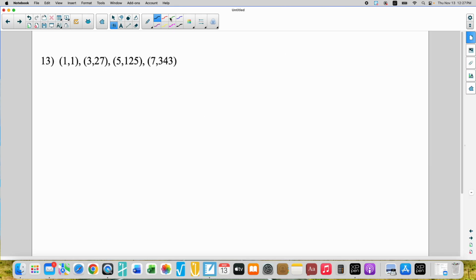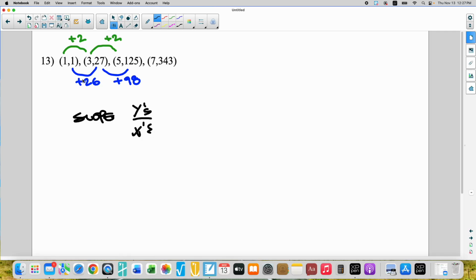Let's look at this one. So let's do the x's first. The difference is +2. We only have to do 2 points. Let's just do 2 points to start. Let's look at this difference, it's +26. That's 98, +98. So let's find the slope. Slope is the y's over the x's. So my y's is 26 over 2, which simplifies to 13. The slope between these 2 points is 13.